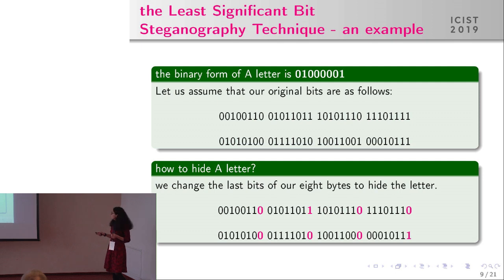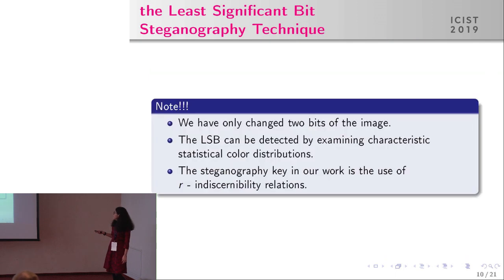binary form. And then what we do, we just put this letter in the last bits of these bytes. And look, here, if you put this, nothing happens. Here, nothing happens. Here, also nothing. The change is here, because we need the 0, so we change 1 to 0, and then the other change is just here. So we encode this letter A in this string. And as I said, we change only 2 bits of the image.